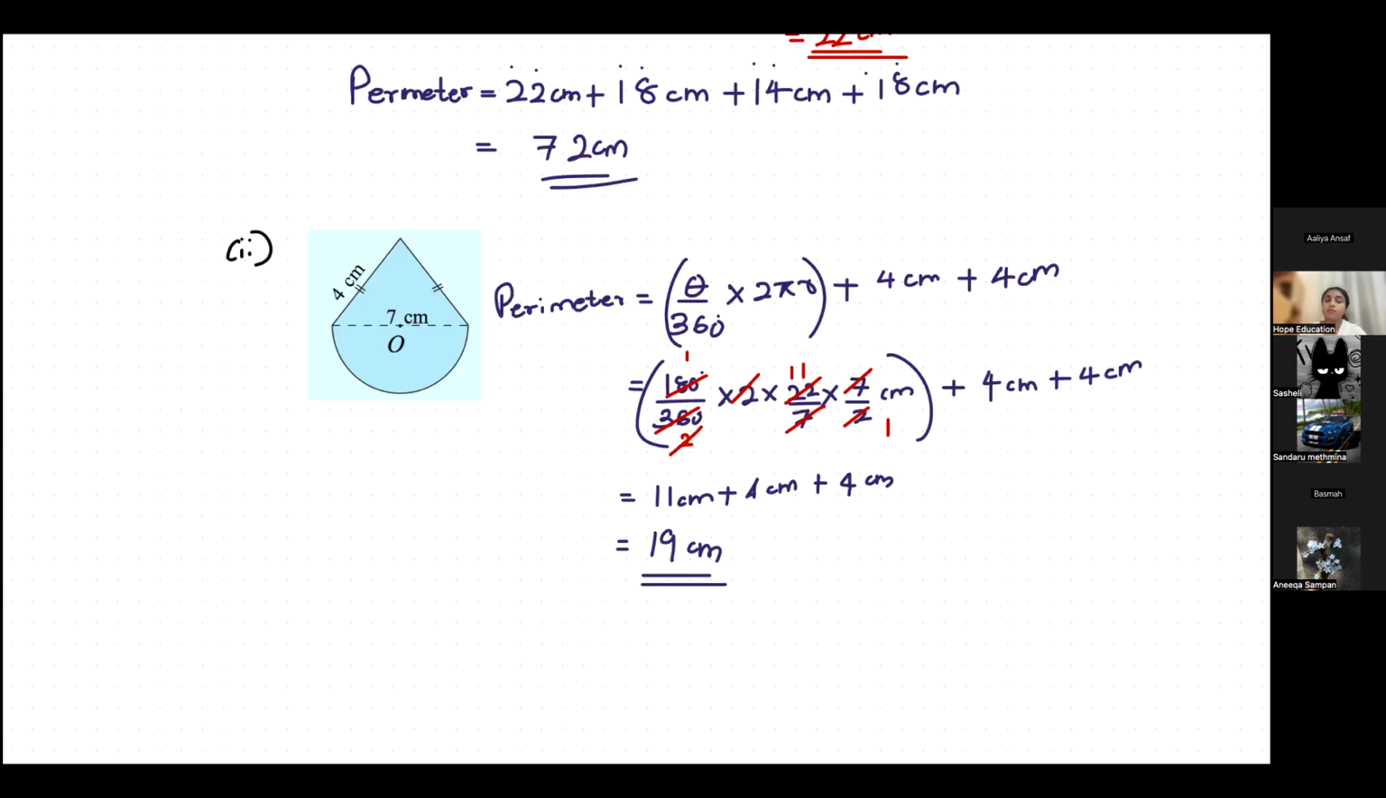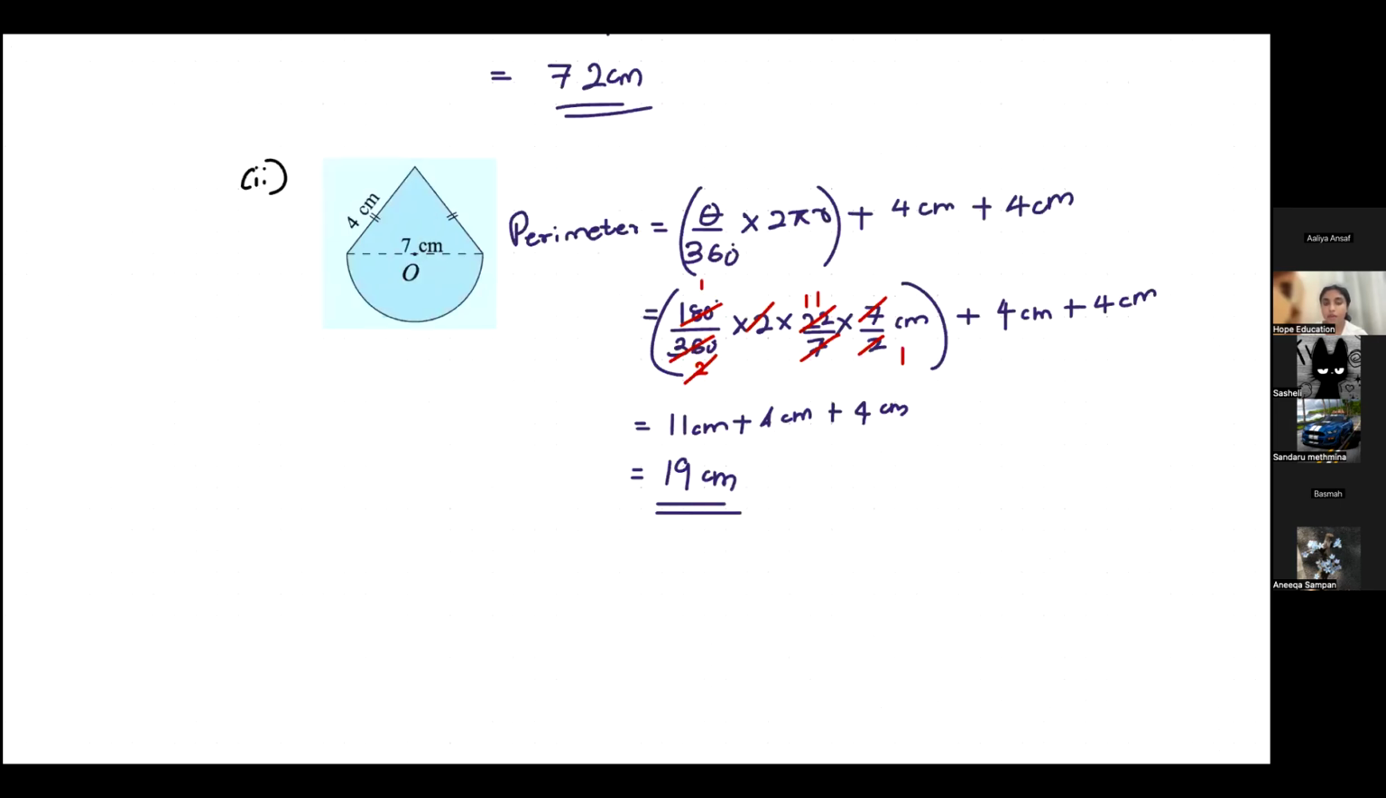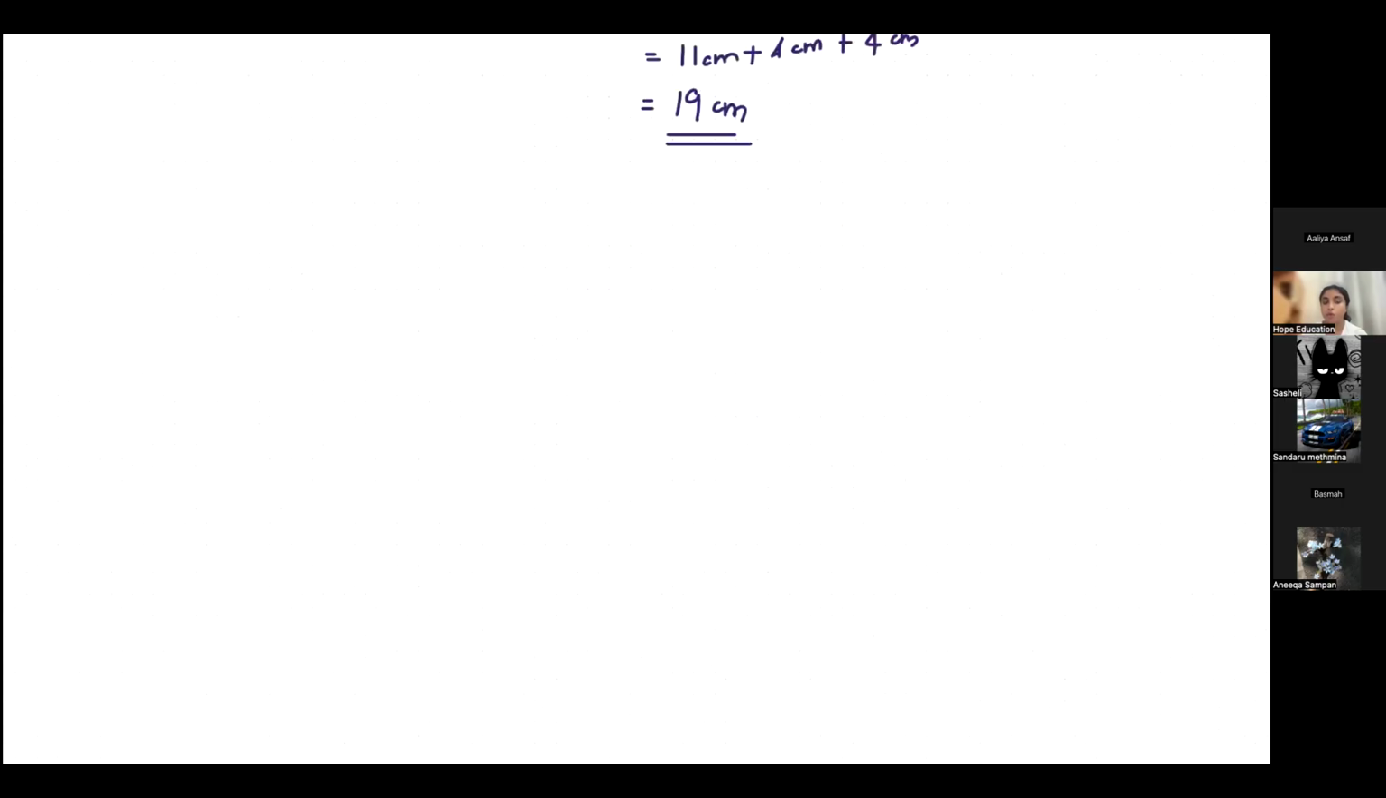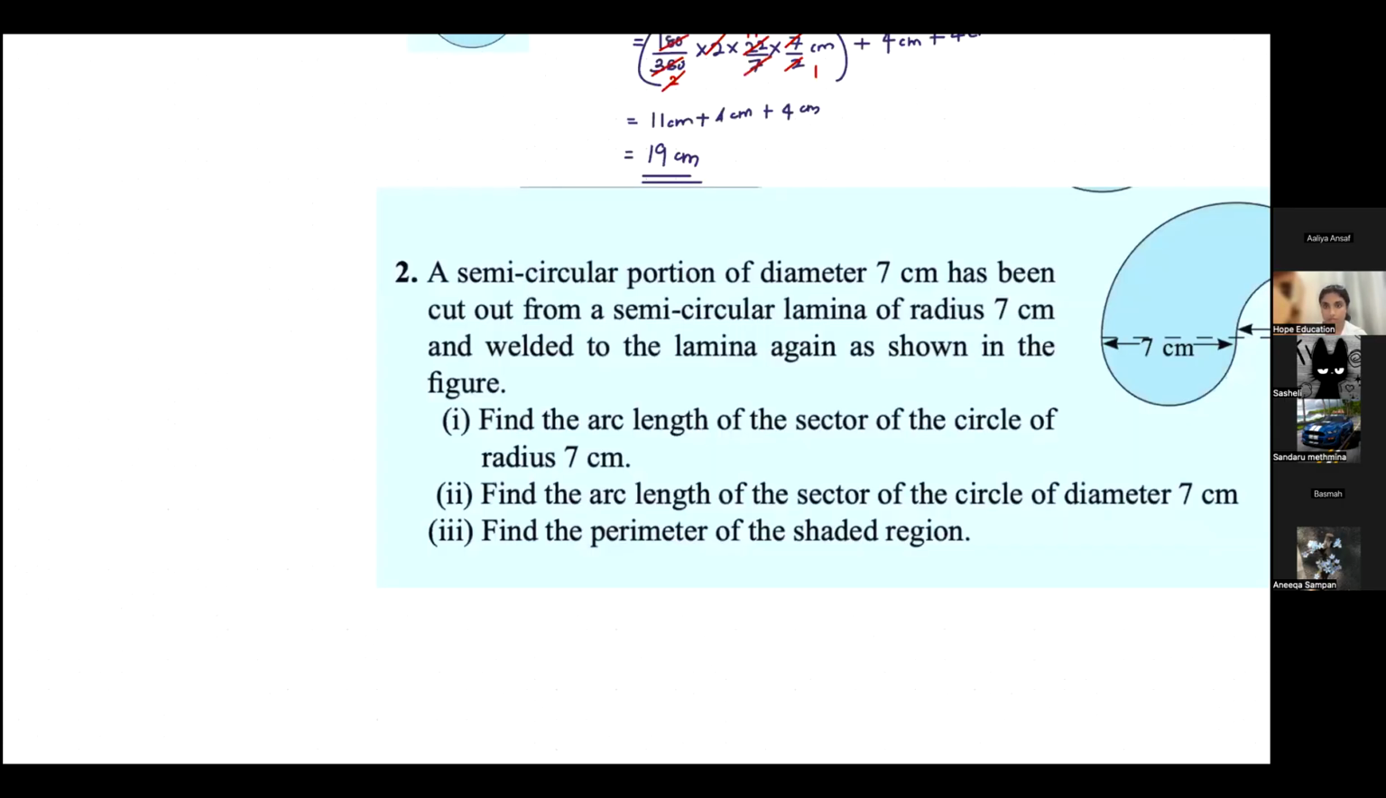Now, let's try a question alone. Let's look at question number 2, not Roman number 2, in the same exercise. I will put the question on the whiteboard because I know some of you don't have the textbook yet.